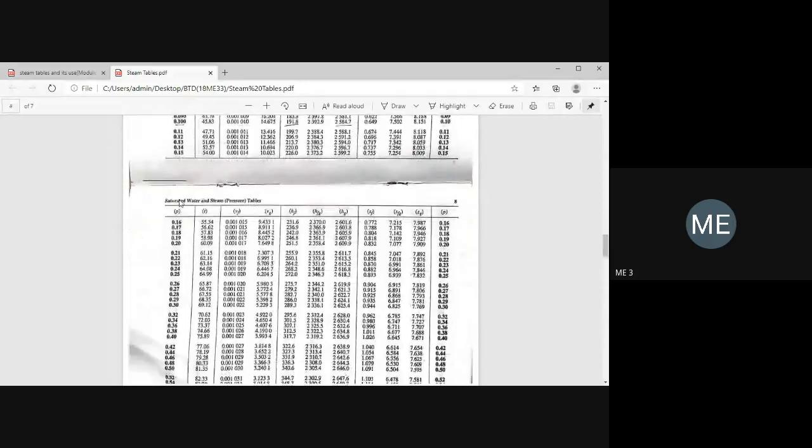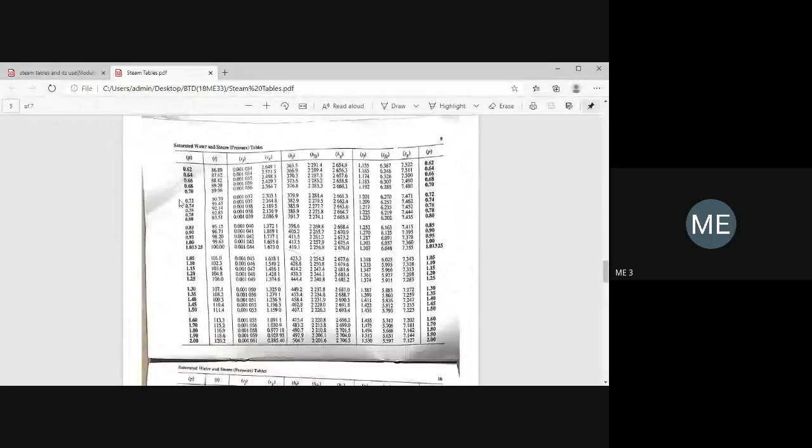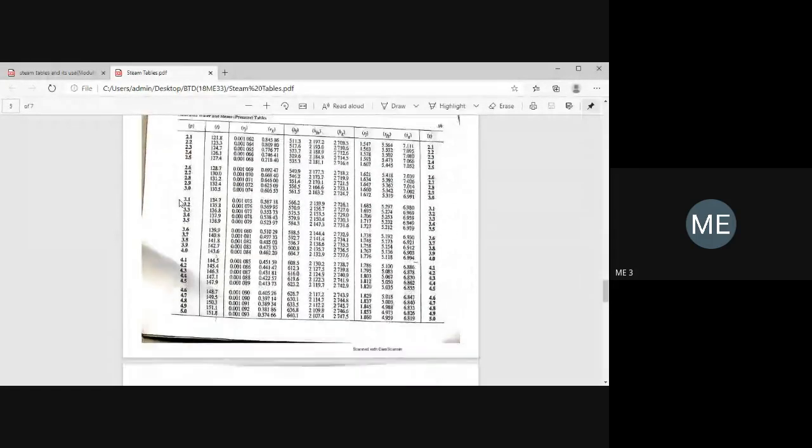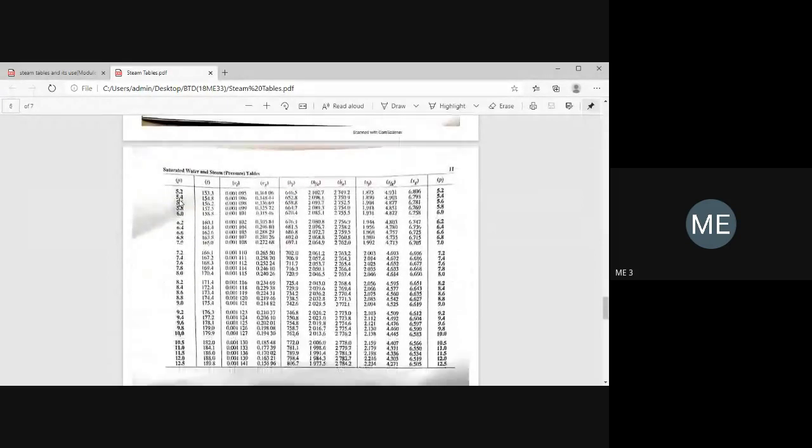So 10 bar is here. You have to go through the first column. So 10 bar pressure is this one. We have 9.8, we have 10, 10.5, like that.